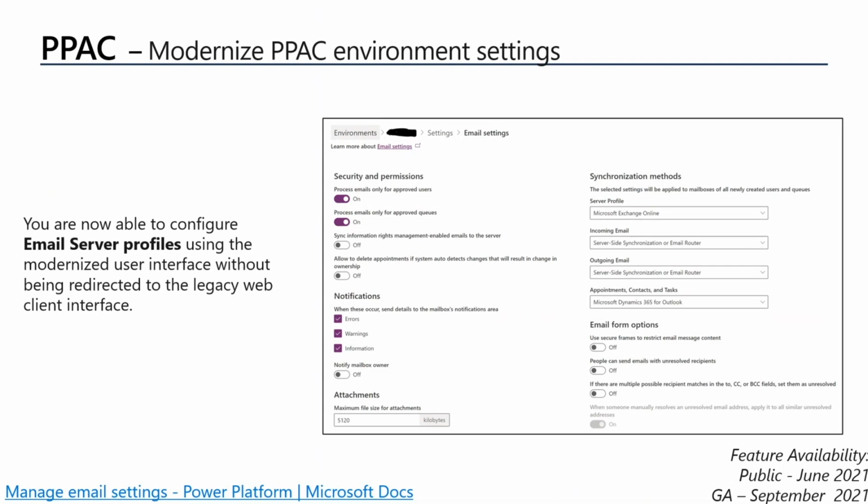So you can select the server profile that you would like to use for incoming email and outgoing email, and the method that you would like to use for appointments, contacts, and tasks. So now you can do everything here. This became public in June, and the global availability will be in September.